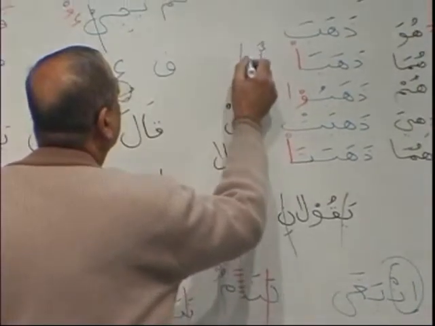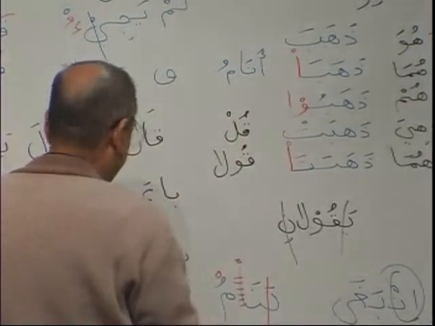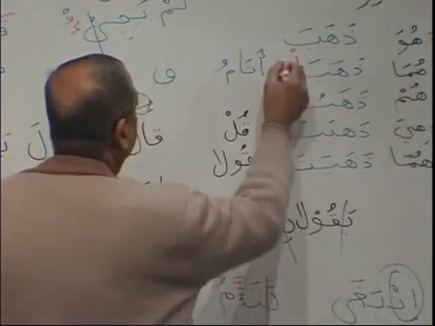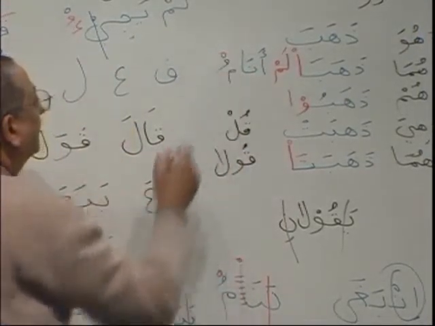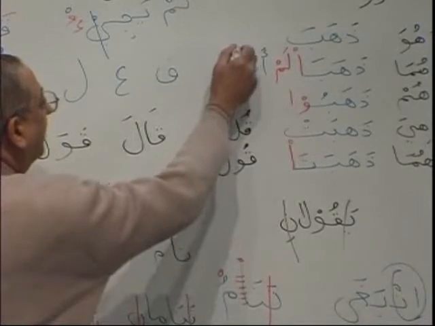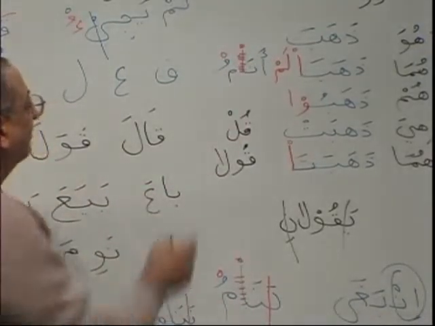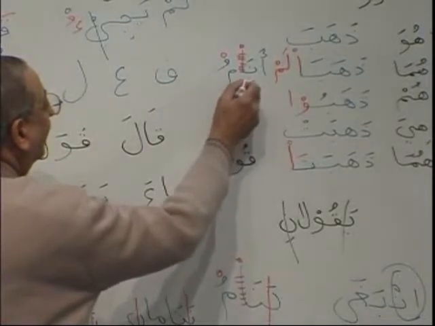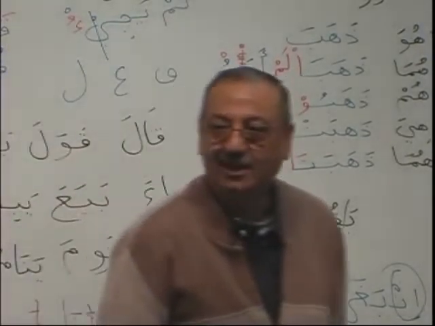Anamu. Okay, and I put here lam. I have to give sukoon here. There is a sukoon already here, so this will get chopped off. What is left? Anam. See how we got it?